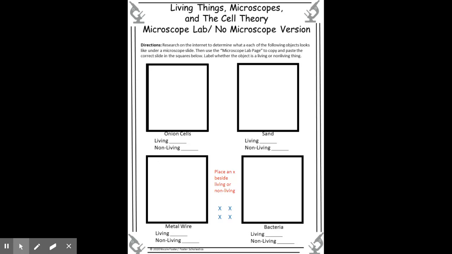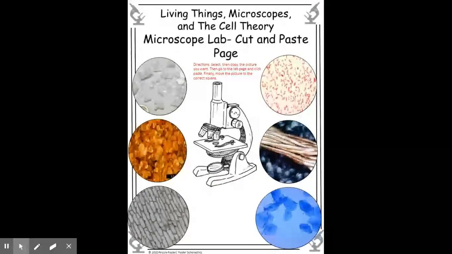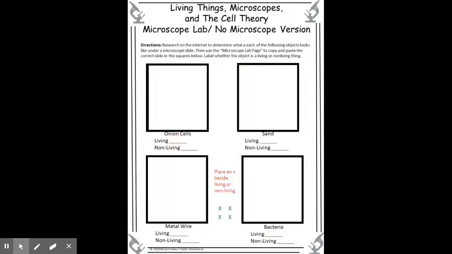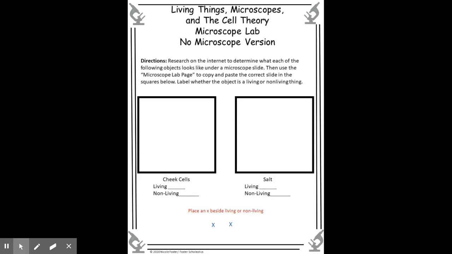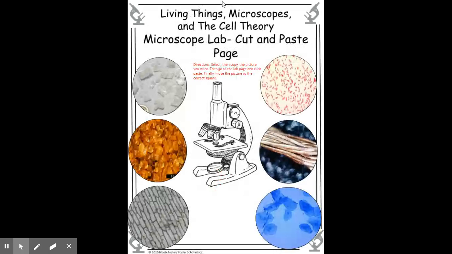Onion cells, sand, metal wire, and bacteria. Is this living or non-living? These are the cells that you're going to determine where they go in the previous 2 slides. This slide and this slide. So you'll copy the appropriate cells and put them into the appropriate boxes.